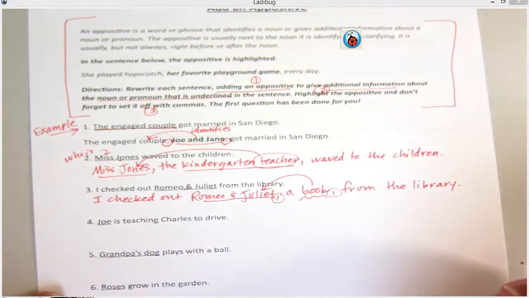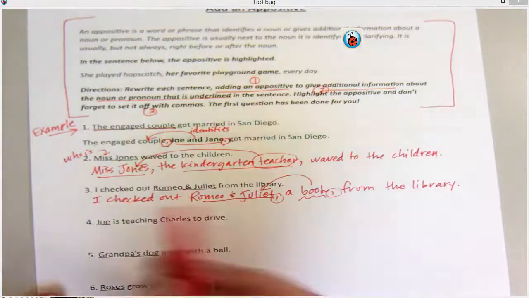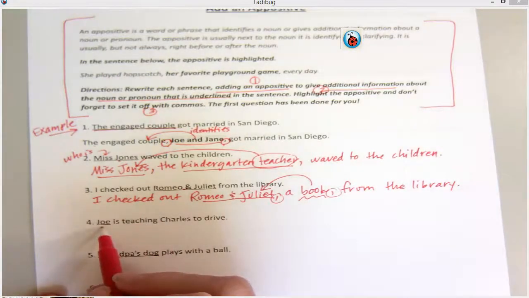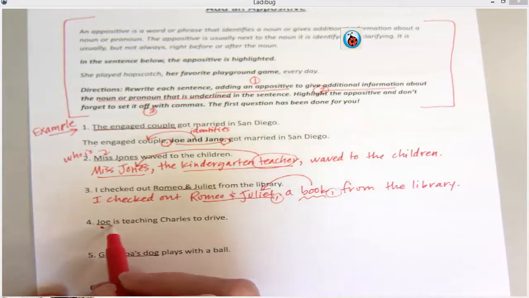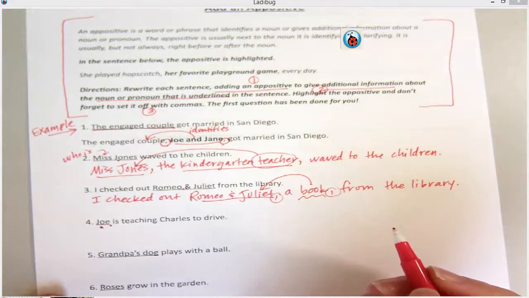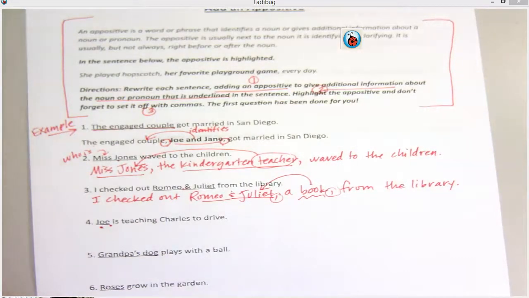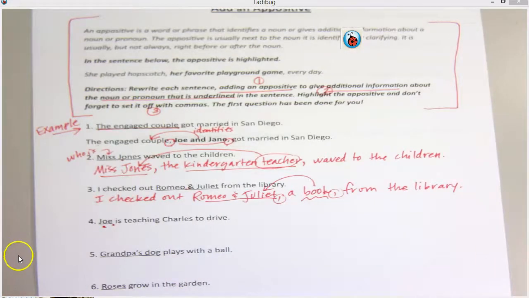Okay? That's all you have to do on this page. So remember, find the underlined noun, ask yourself who or what is that, put it right behind it so that it's showing that it's describing or renaming or identifying who or what that is. Okay? If you have any questions, please come to tutorials on Friday so I can help you to understand.